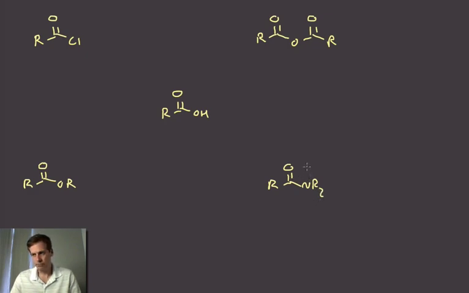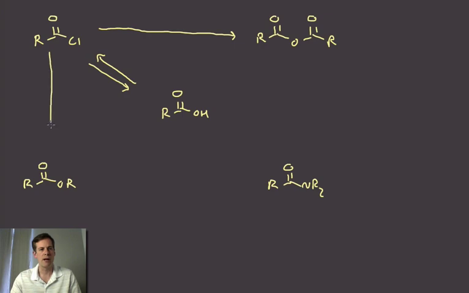Okay, so we can absolutely go from an acid to an acid chloride, and we just covered how we can go from an acid chloride to an acid. We also talked about how we can go from the acid chloride to any of the other derivatives. We can go to anhydride, we can go to ester, and of course we can also go to the amide. So all of those are a piece of cake.